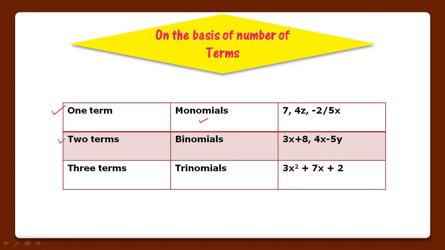Then comes two terms, which are called binomials. How are there two terms? Two terms are connected by a plus sign. 3x plus 8, 4x minus 5y. Then comes three terms, which are called trinomials. 3x square plus 7x plus 2. Three terms are there. That's why it is called a trinomial.